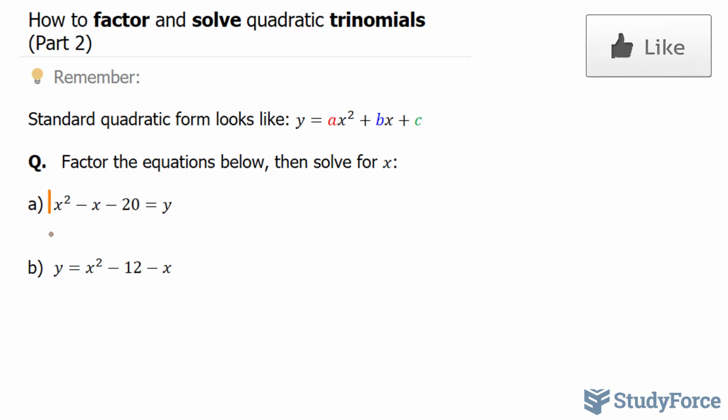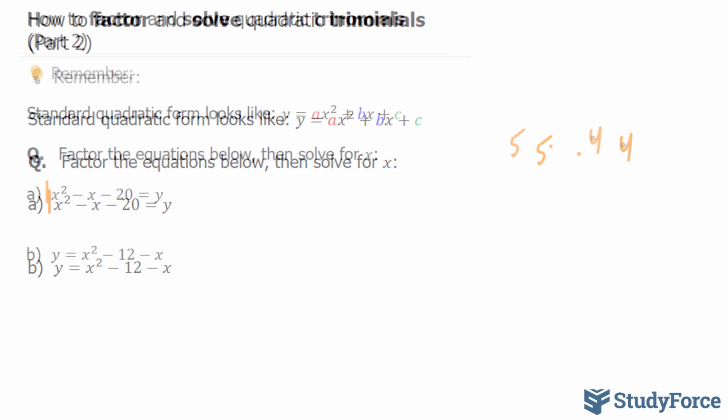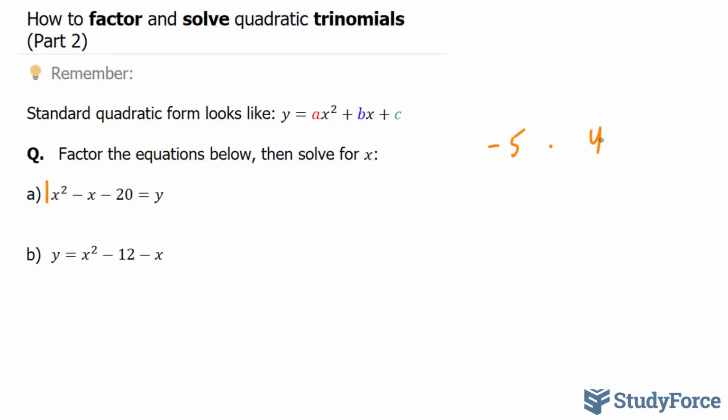For our next step, I'm going to identify my C term, and it's minus 20, and my B term is minus 1. I have to find two numbers that will multiply to minus 20, and when you add those two numbers together, they end up with minus 1. The numbers that I'm thinking of are 5 and 4, or a combination of 5 and 4. So if I multiply 5 times 4 together, I get positive 20, so that's not allowed. If I multiply negative 5 times 4, I get negative 20. And if I add negative 5 with 4, I end up with negative 1. So that's my correct combination, negative 5 and 4.